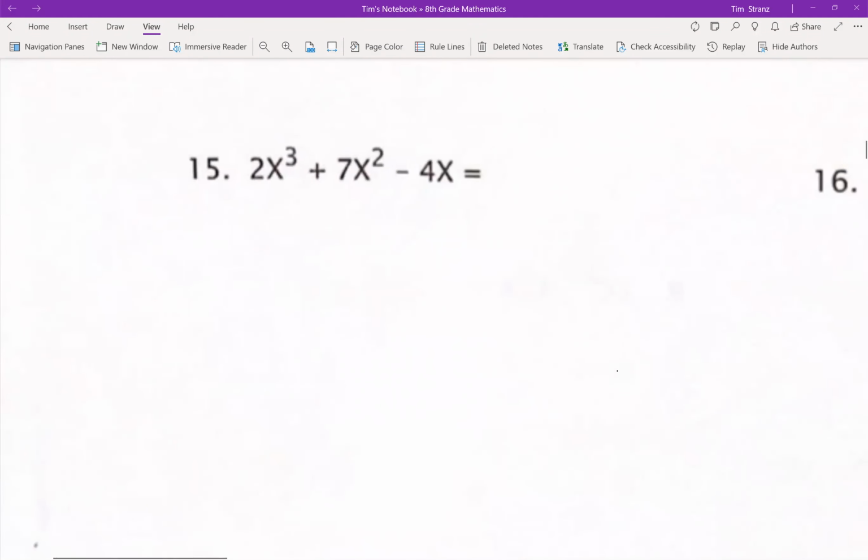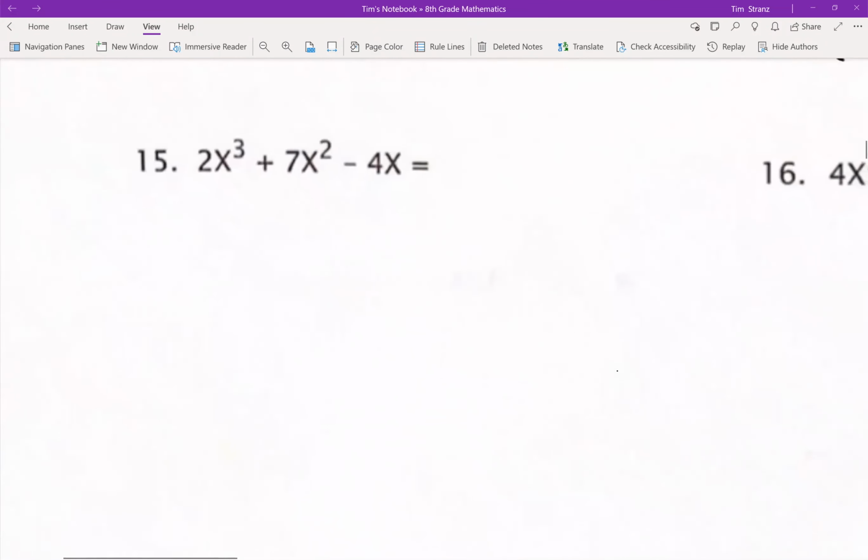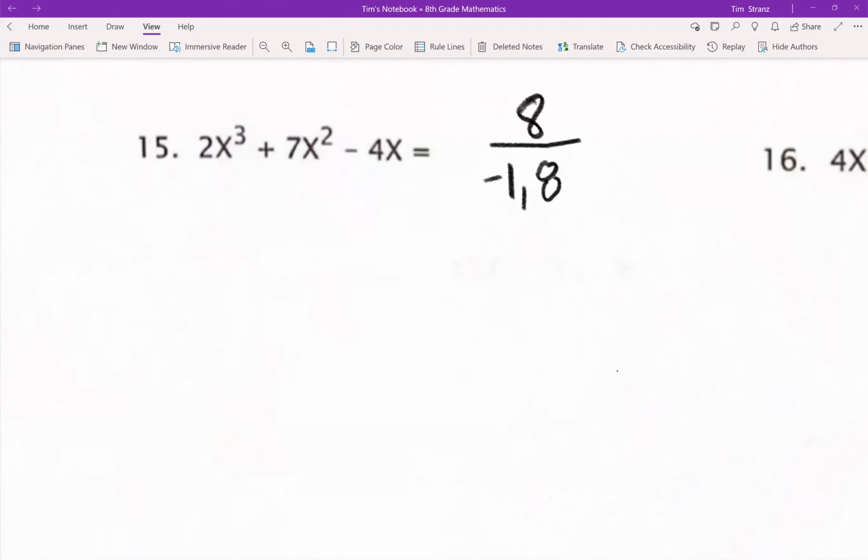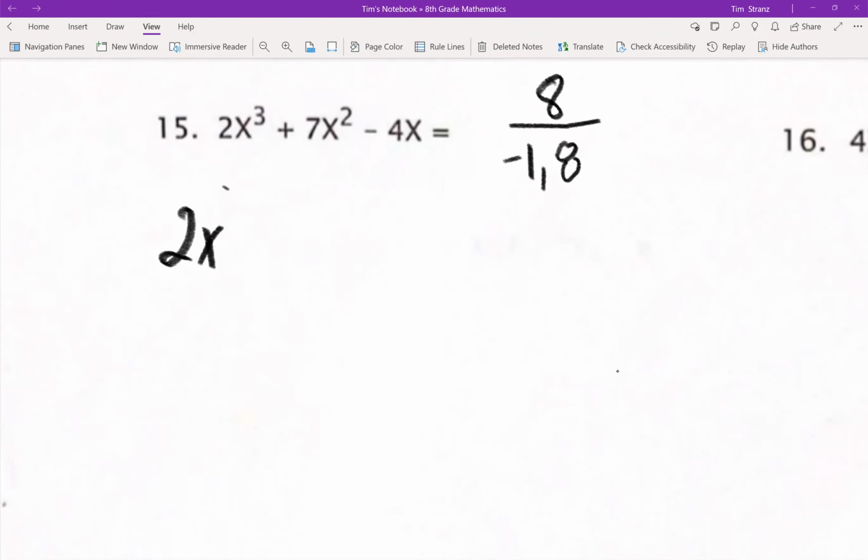Number 15, 2x to the third plus 7x squared minus 4x. There is no number that's the greatest common factor among those three, but we can still pull out an x. What I'm going to do instead is go back to the other way I solved it before. I'm going to multiply the 2 and the 4, which gives me an 8. The factors of 8 that will equal 7 would be a negative 1 and a positive 8, right? That would give me a 7x. So I'm going to rewrite the equation now: 2x to the third minus x squared plus 8x squared minus 4x.